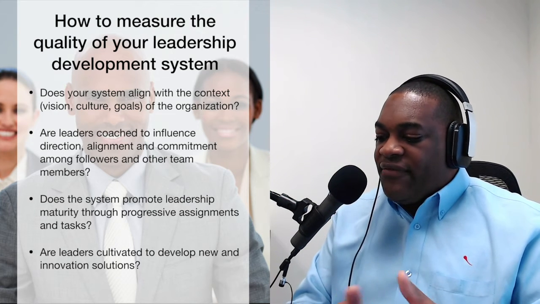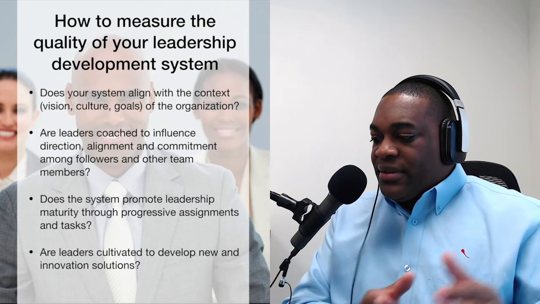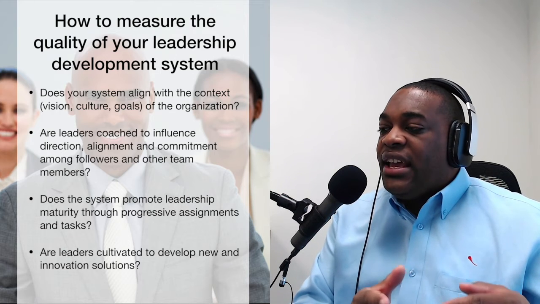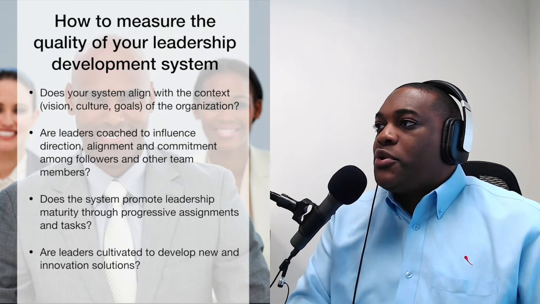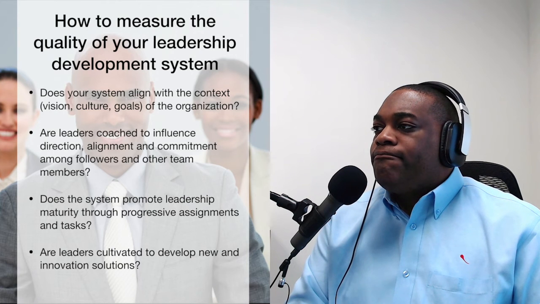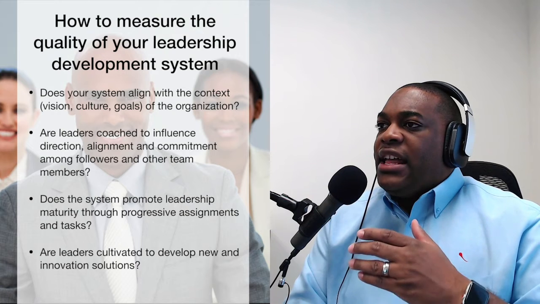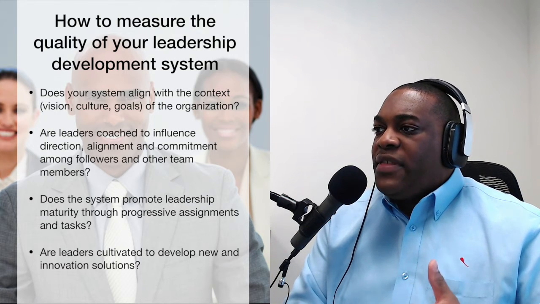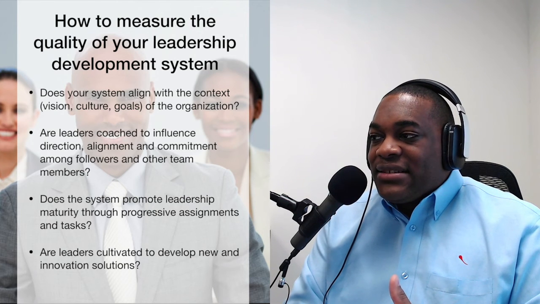If your organization values this, has a vision for this, has a culture for this, and you're training leaders to do something totally different, you're setting them up for failure, especially when you are unable to change the culture and the vision and the goals of the organization. So whatever the culture, vision, goals are, align the management or the training of leadership with that, so that you're setting them up for success.